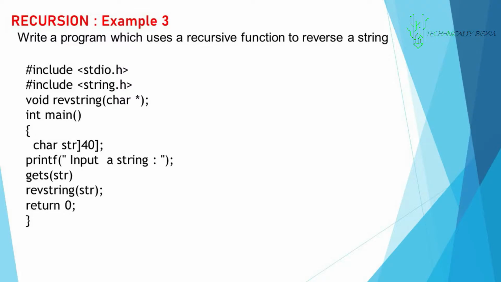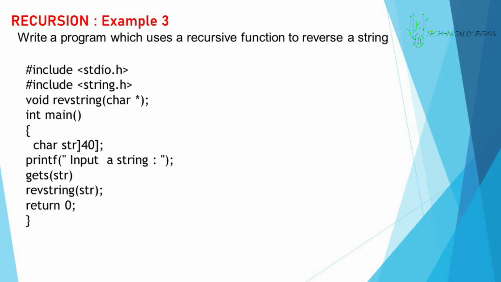Have a look at the main function first. I have included two header files, stdio.h and string.h. Now revstr, which I am calling the Refstring function. Refstring function, that is a prototype. What does it receive? It receives a character pointer as argument. Clear?